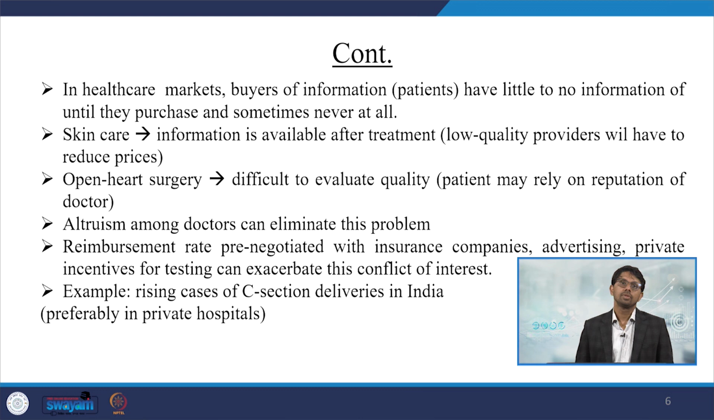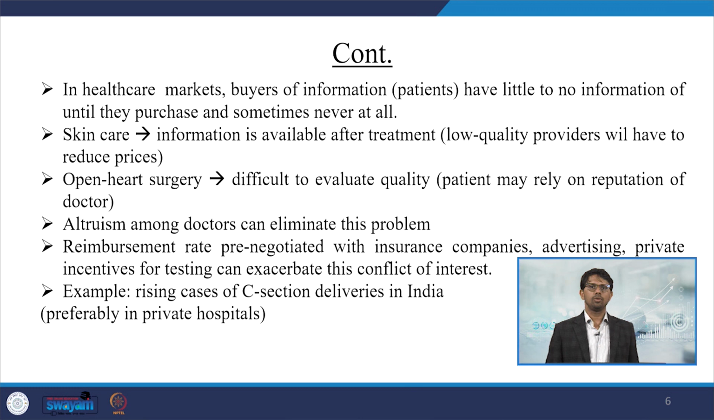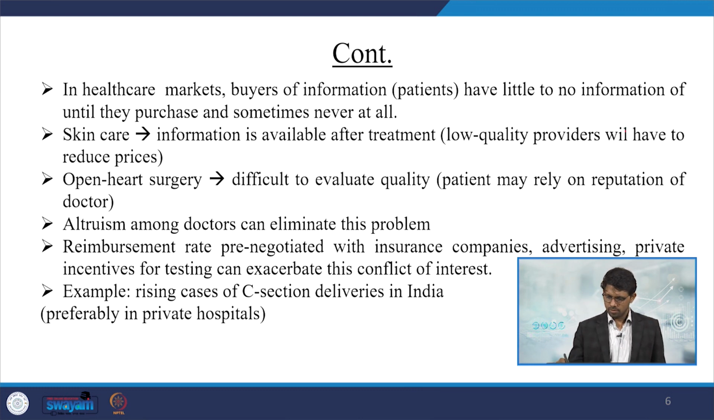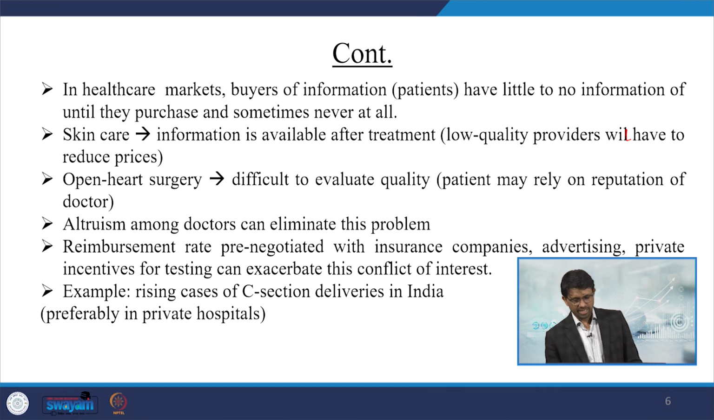So, in the health insurance market, buyers of information, that is the patients, have little to no information until they purchase, or sometimes never at all. Especially in skin care, information is available after treatment, and low quality providers will have to reduce prices. In open heart surgery cases, where it is difficult to evaluate quality, patients may rely on the reputation of doctors. Altruism among doctors can eliminate this problem. Reimbursement rates pre-negotiated with insurance companies, advertising, and private incentives for testing can exacerbate this conflict of interest.